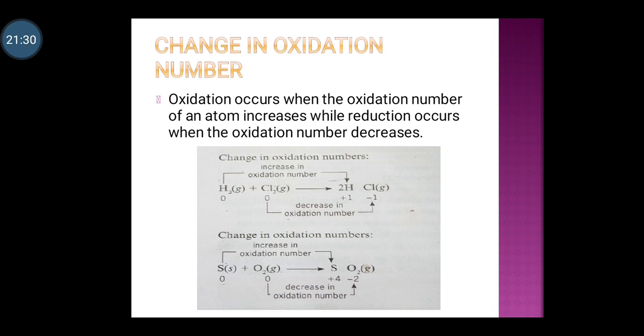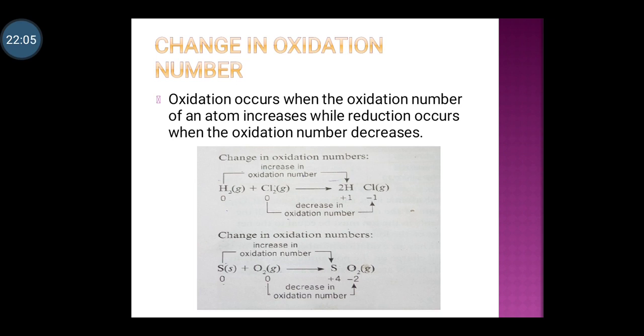Oxidation occurs when the oxidation number of an atom increases. Now, when you see a reaction and you calculate the oxidation number of the atom in that reaction and it increases, know that oxidation is happening there. Reduction occurs when the oxidation number decreases. So oxidation is an increase in oxidation number, reduction is a decrease in oxidation number.